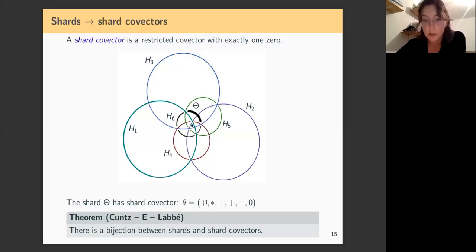So then if I look in the first coordinate, the covector tells me that I should be on the opposite side of hyperplane 1 as the base region is, because it's a plus. So here's my base region, and you can see that if I want to get to the shard, I'm going to have to pass through hyperplane 1. So that's how shard covectors capture the information of a shard, and actually we prove that really they're in bijection. You can really record the information of a shard with just this pattern of signs, plus, minuses, zeros, and stars.